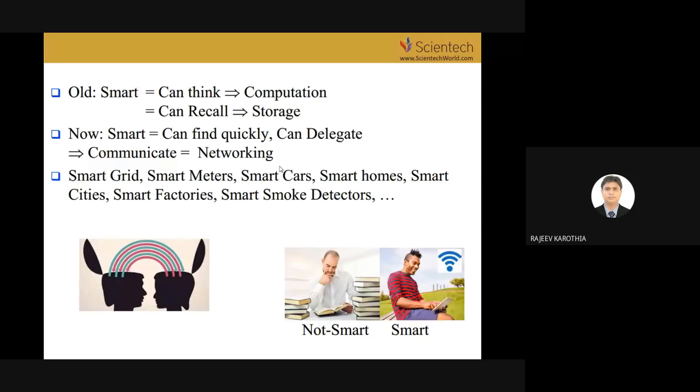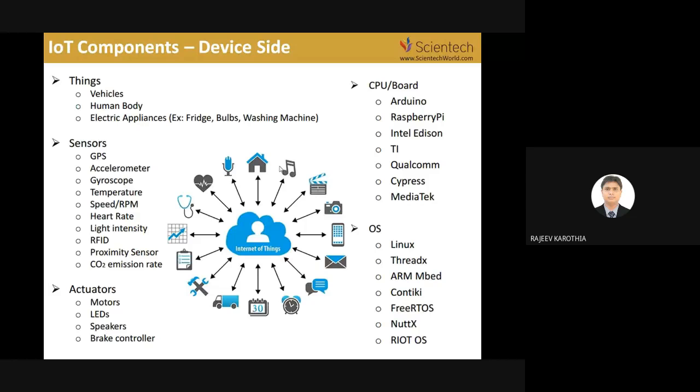So my marketing engineer will become smart if he has the capability of communication and networking. Communication has different topologies, different languages. In networking, we can say different protocols, different mediums or modes of communication. Now this is what I'm going to tell you about the different components of this IoT.